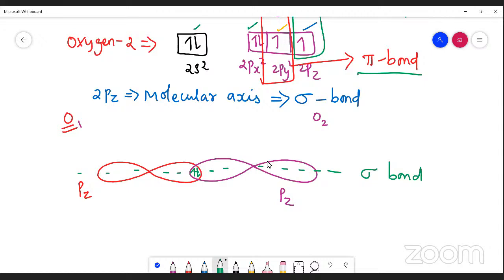So p has 2 lobes, and the other p also has 2 lobes, and by overlapping, one of the lobes can overlap with the other lobe. That's why it leads to the formation of a sigma bond.